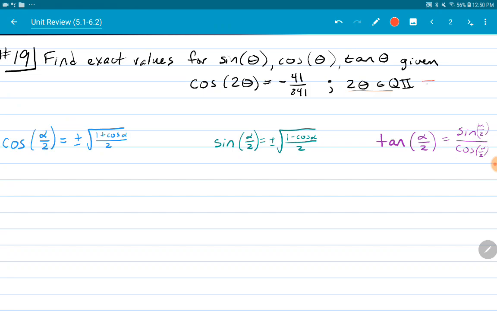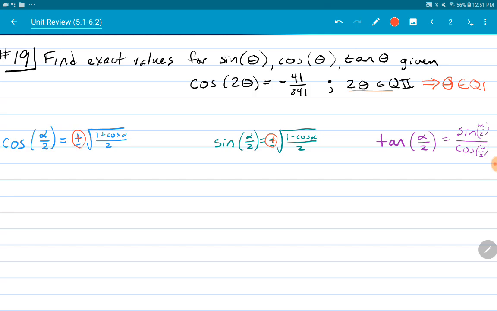And I also want to look at where theta is located. So if I know 2 theta is in Q2, that means theta must be in Q1. So that means cosine, tangent, and sine will all be positive. So looking at these formulas, I know that this is going to be a plus. So I can drop the signs and just have it as positive, since cosine, sine, and tangent of theta will be positive. So let's make these formulas work for us.